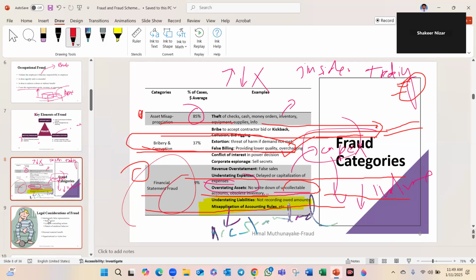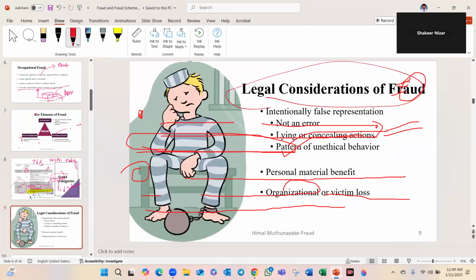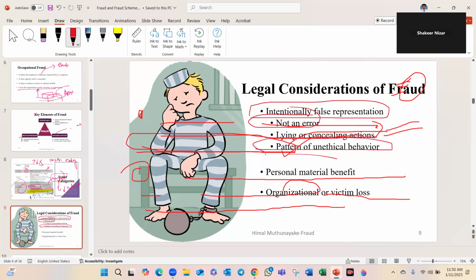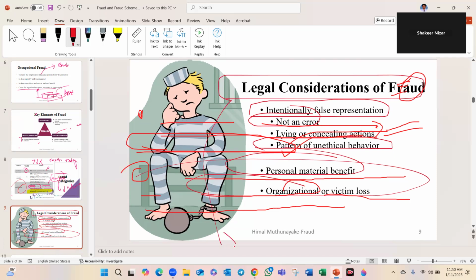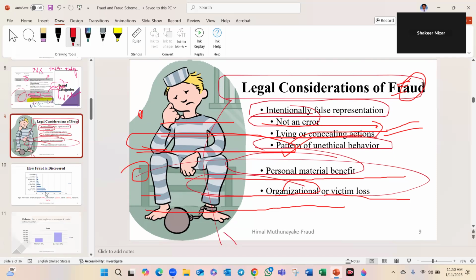Next, we need to go through the legal considerations of fraud. If you encounter or engage in a fraud, what are the legal considerations? Intentionally false representation. If we encounter that you are making an intentionally false representation, this is not an error. Definitely, it's not an error. If you are intentionally doing it, who says it's an error? Lying or concealing action, pattern of unethical behavior, personal material benefits, and organizational suffering, victim or loss. Legal consideration, right? You are punishable by imprisonment or a severe fine, maybe.